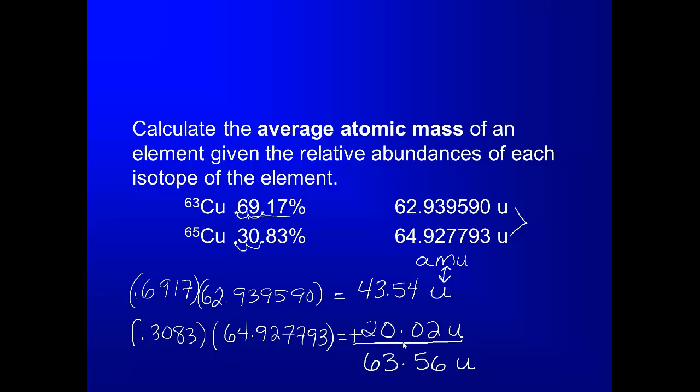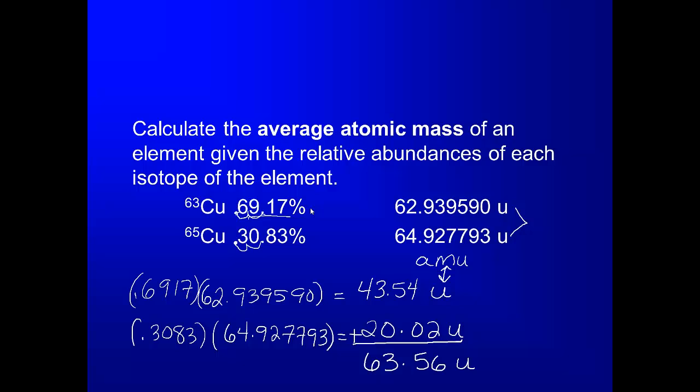4 significant figures, adding to the decimal place your 4 significant figures. Look at your number on the periodic table. That's where that number comes from. You have to take into account two things: how much do I have of each isotope and the mass of each one.